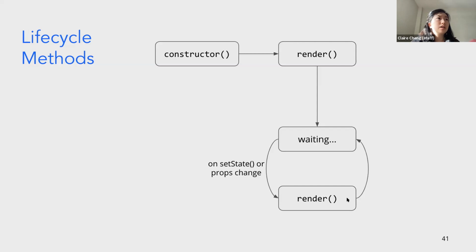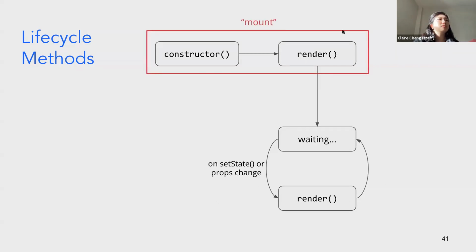And now we're going to introduce some new terminology. The first constructor call and the initial render call is called the mount. You don't have to memorize this, but just know it for future reference. If you have errors showing up that say something about the mount, like the component is not mounted, this is just what it means. The mount is just the initial constructor call and the render call.